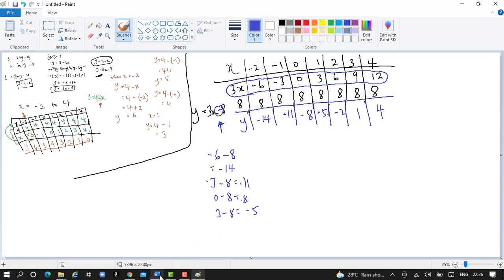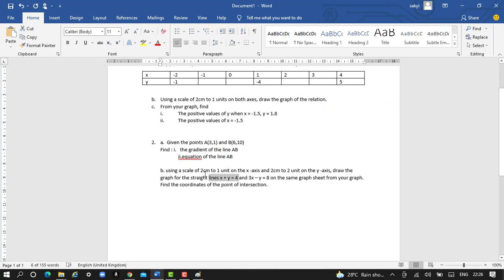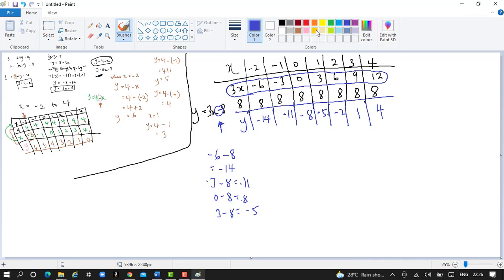Now when you go to the question, it says that we should use a scale of 2 centimeters to 2 units on the x-axis and 2 centimeters to 2 units on our y-axis. So if you have to draw, sketch a graph here.